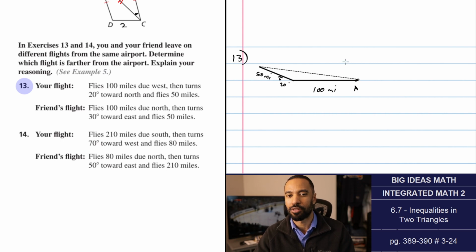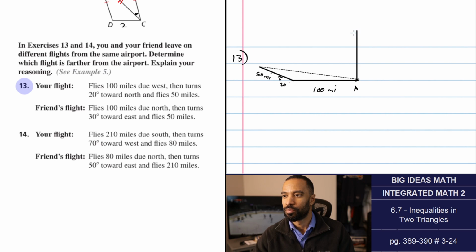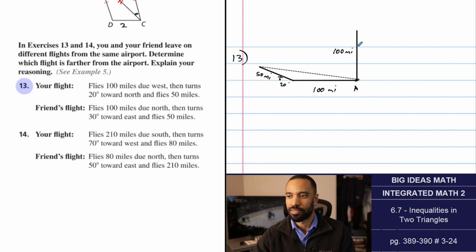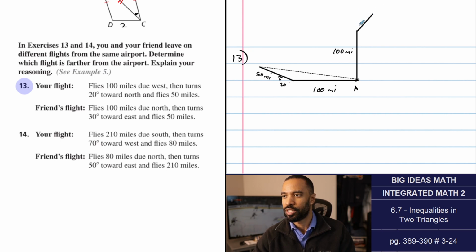Your friend's flight, 100 miles due north. Okay, so we're going this way. 100, though, that's the same number. So think of that hinge swinging open like that. 100 miles. Actually, that's not even the hinge we're talking about. Turn 30 degrees toward east. So here, instead of 90 degrees east, we're just going to go 30 that way. So 30 degrees east to go the same 50 miles as I did before. So 30 degrees and 50 miles out that way.